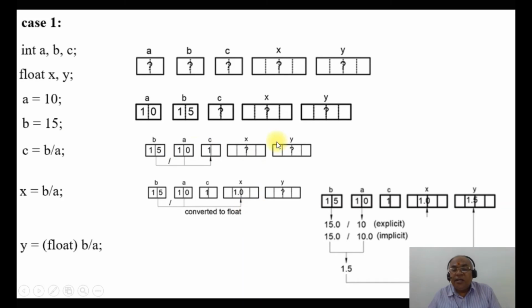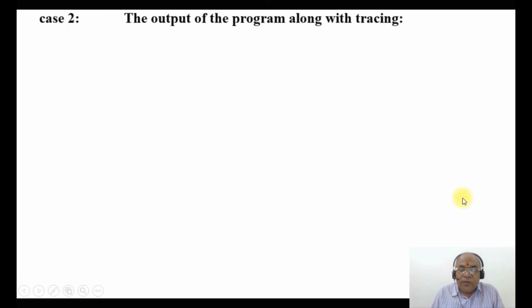So here you can see 15.0 divided by 10.0. The 15.0 we are explicitly converting because of float of b. So you are converting the integer value into float, so it becomes an explicit conversion which becomes 15.0, and then the compiler automatically converts the denominator value 10 into 10.0, so it becomes an implicit conversion. So 15.0 by 10.0 gives the result 1.5. So that value 1.5 will be the value of float in this function. This is how you will be able to get the analysis.